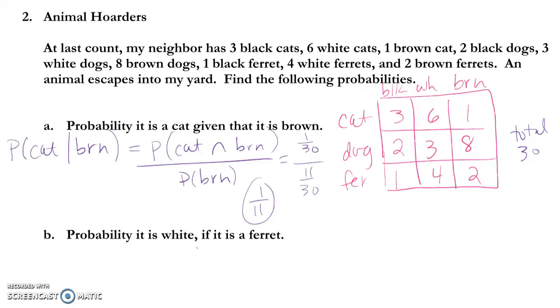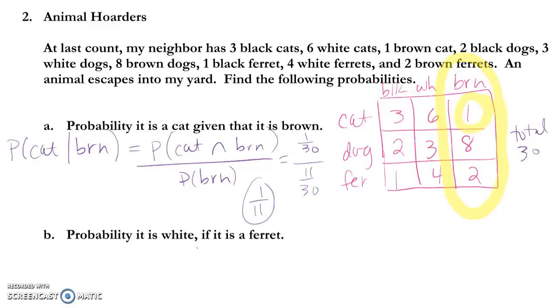One thing that we talked about in class is that we can also use our chart as more of a visual. I know that I'm trying to find the probability it's a cat, and I know I'm dealing with a brown animal. So we can focus on the brown column where there are 11 animals, and say, out of those 11 animals, what is the likelihood I have a cat? There's only 1 cat. And that is how we can also think of getting our answer of 1 out of 11.